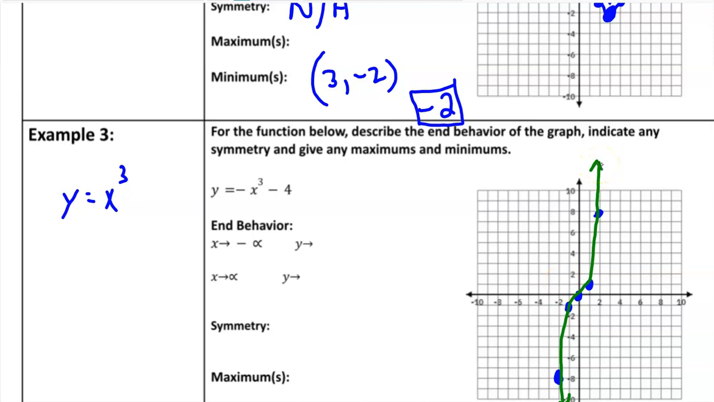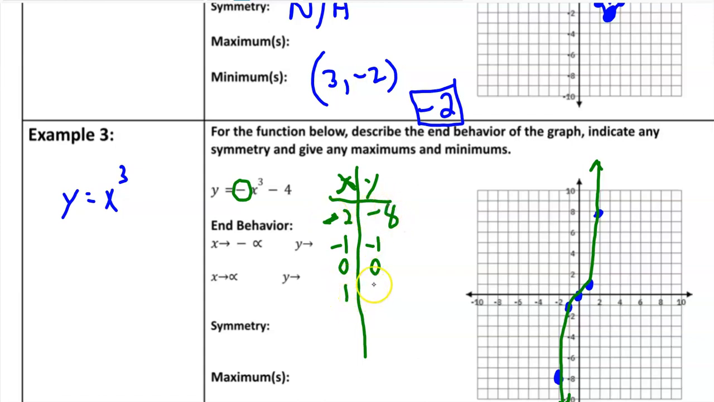Like that. I did dash it, but that is the parent function. This one here, you work left to right. So this one here tells me I'm negating the y. So let's take our ordered pairs. And here's our original ordered pairs: 0, 0, -1, -1, -2, -8, and so on.